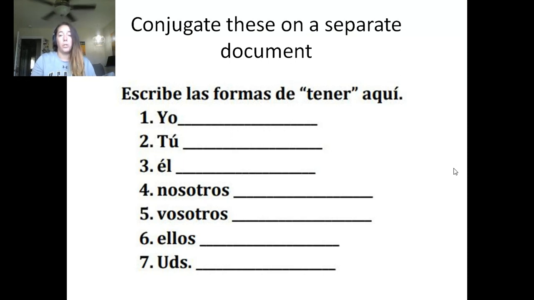All right. On your separate document, you're going to go ahead and write 1 through 7. You're going to skip 5. I just left it in there, but 1 through 7, and you're going to go ahead and write the verb forms of tener for each of these pronouns.